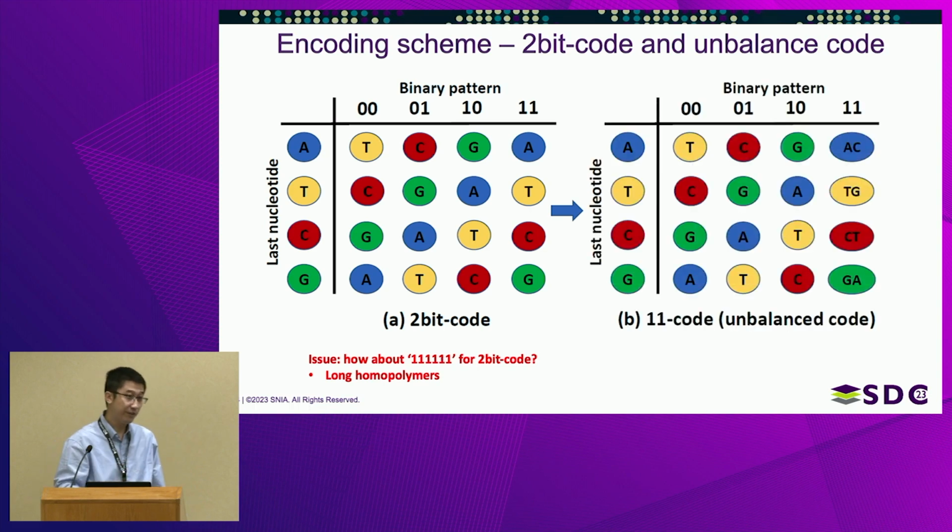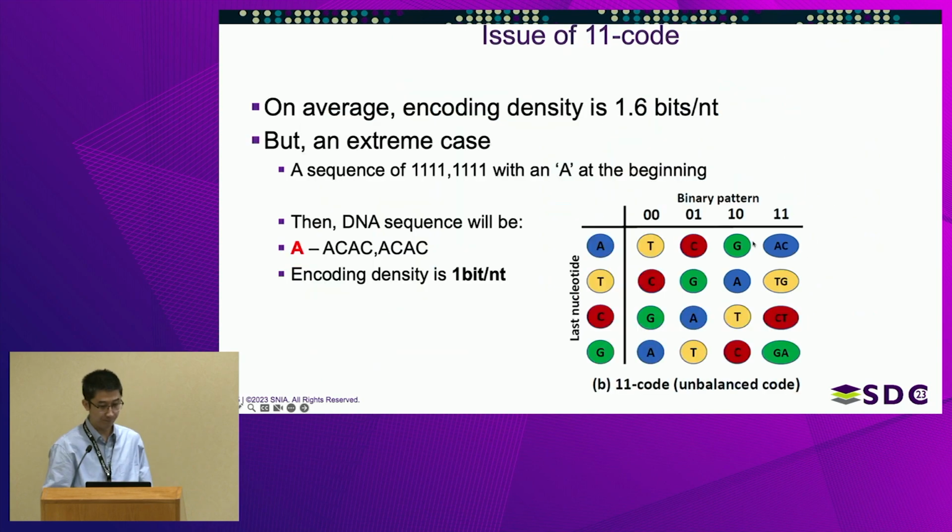And then we made a revision to this. We change the last column so that 11 is encoded into 2 nucleotides. That means we encode 11 as AC, TG, CT, or GA, based on the previous, or last, nucleotide. Based on that, we can avoid long homopolymers. We only generate 2 A's or 2 T's at most, right? Because of this type of encoding scheme.